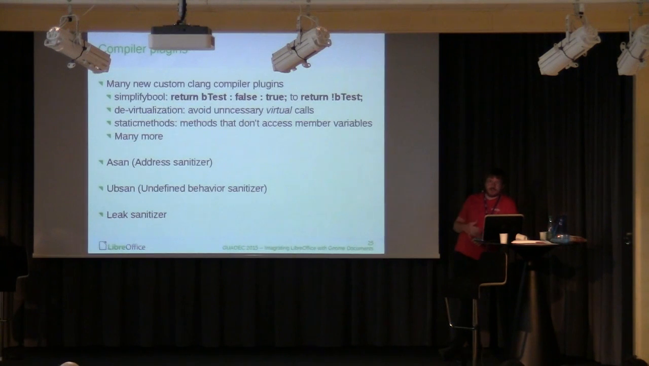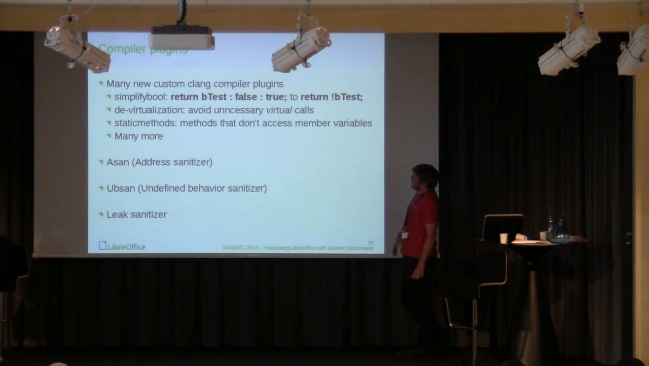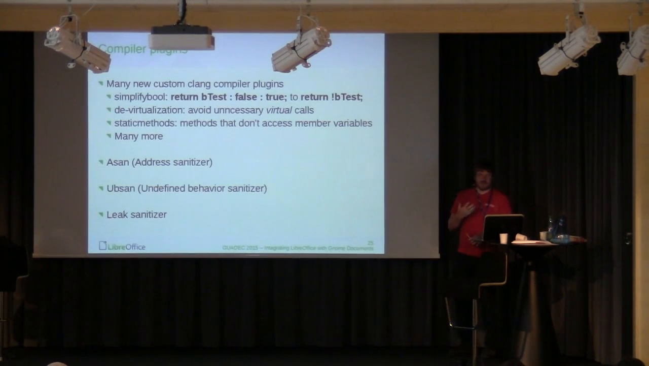And there are even more complex ones that the Clang compiler can detect with our plugin. Other ones are detecting when we have marked a method unnecessarily as virtual, or class methods that don't access member variables and therefore could be static.